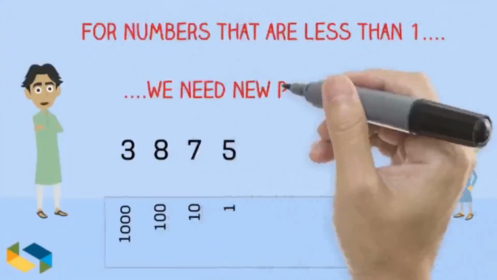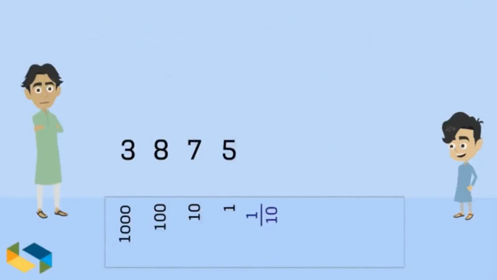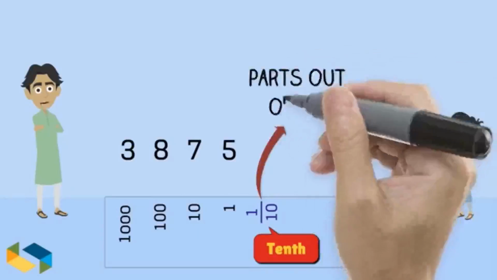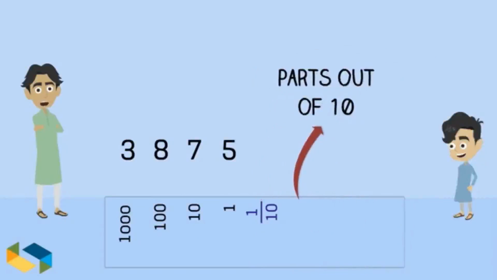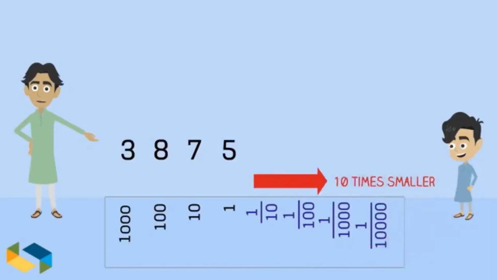So coming back to where we were, for anything less than 1, we have to create new place values. For instance, we have the place value 1/10 for any number that represents parts out of 10. For numbers that denote parts out of 100, we have a place value 1/100th. And as and when we require tinier and tinier parts of 1, we use 1000, 10,000 and so on. As we move further right, each position becomes 10 times smaller than the previous place value, exactly opposite of how it was on the other end.